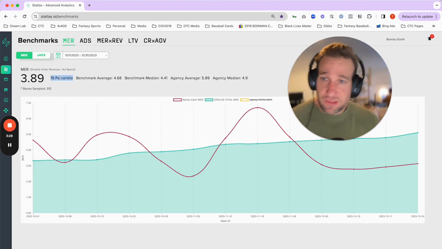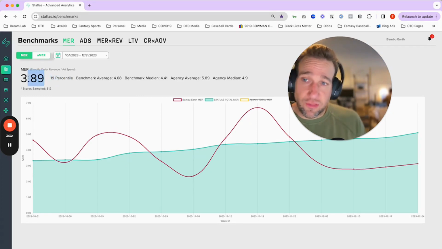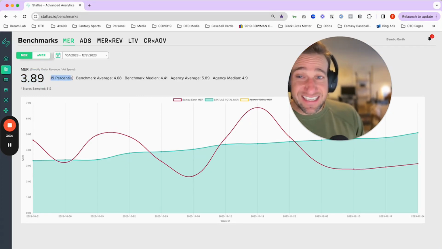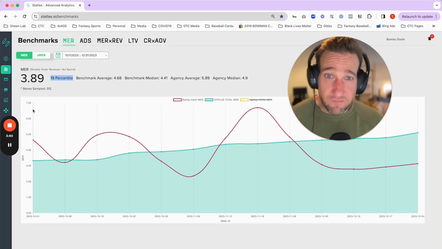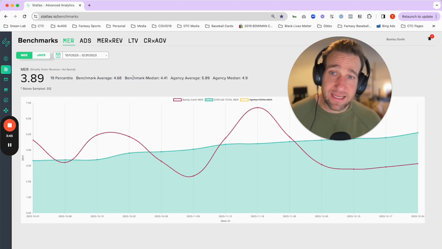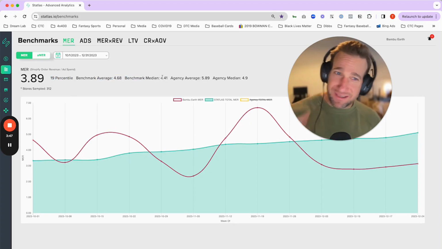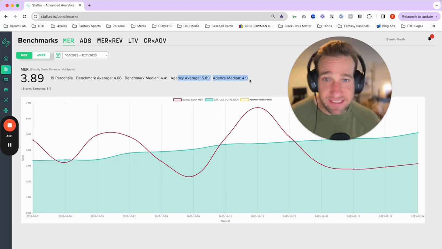The other thing that's interesting in the way that we present this data is that you can see we show what percentile you rank in. So 3.89 is the 19th percentile in the data set. So that's pretty dang low, right? That's in the bottom quartile of all the brands that are surveyed. You can see the average is 4.68. The median, always trying to present multiple measures of central tendency. And then you'll see the agency average and the agency median.